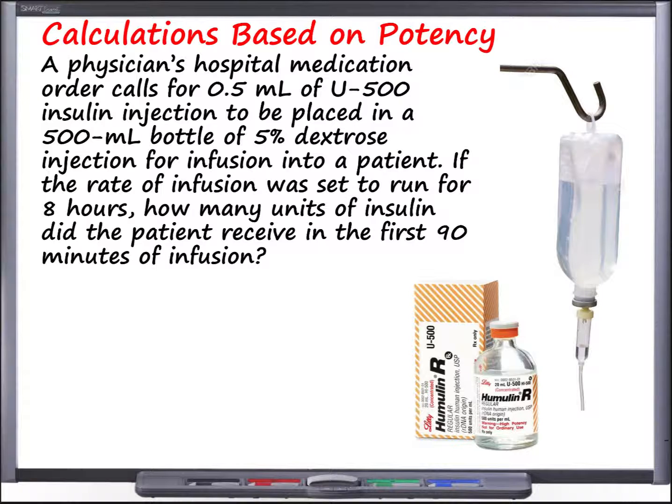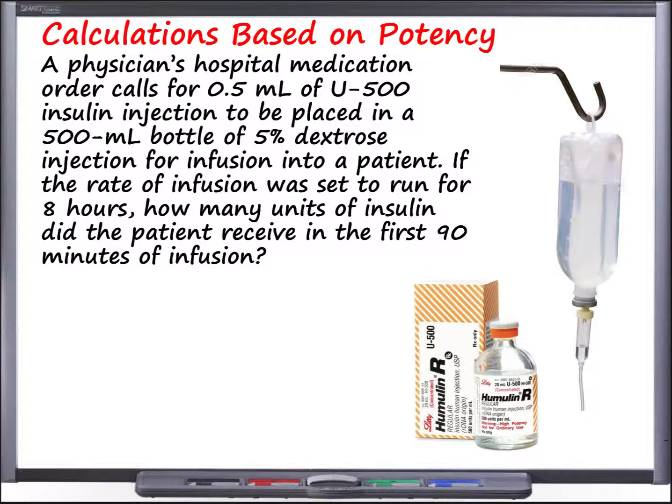Okay, then what the question goes on to say is that if the rate of infusion was set to run for 8 hours, okay, so that 500 mL bottle will run for 8 hours, the question actually wants to know how many units of insulin did the patient receive in the first 90 minutes of this infusion.